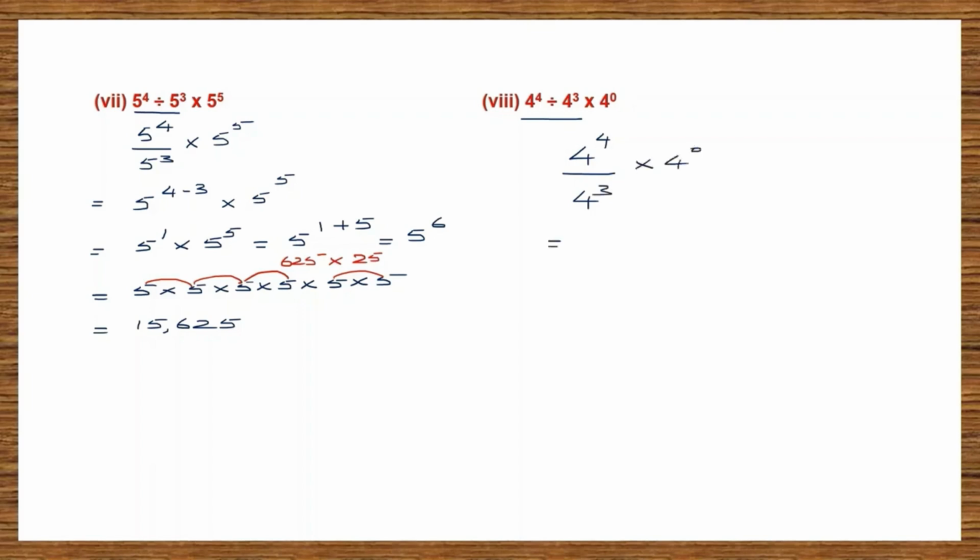Now we know when it is division, we have to subtract the powers. So 4 raised to the power of 4 minus 3 into 4 to the power of 0. So 4 raised to the power of 4 minus 3 is 4 raised to the power of 1 into 4 raised to the power of 0. Any number raised to the power of 0 is 1. So 4 raised to the power of 1 is 4. 4 into 1 is 4.